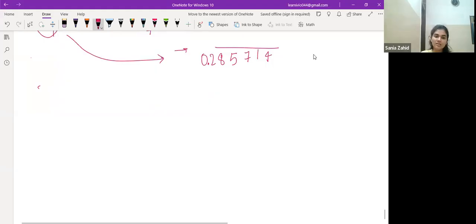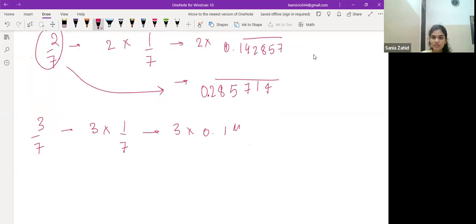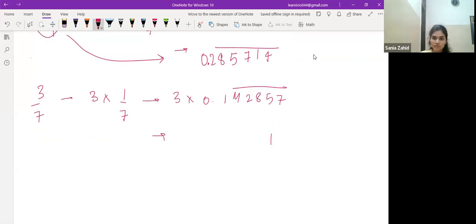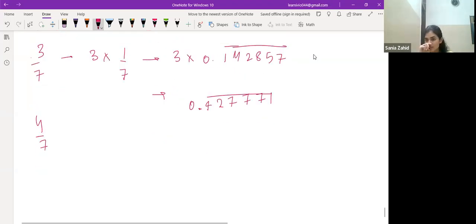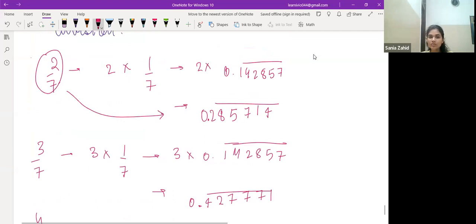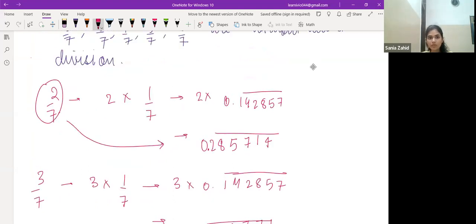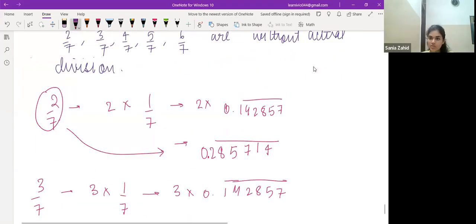Similarly, how will you write the decimal expansion of 3 by 7? You can break it down into 3 into 1 by 7, and you get 3 into 0.142857 bar, and now you multiply it to get your answer. Okay, and similarly for 4 by 7 also, 5 by 7 also, you can find out like this, right children? So do this. Just write down this for 2 by 7 so that you remember, and the remaining thing you can do afterwards. Then I'll move to the next question. Just write down for one question.